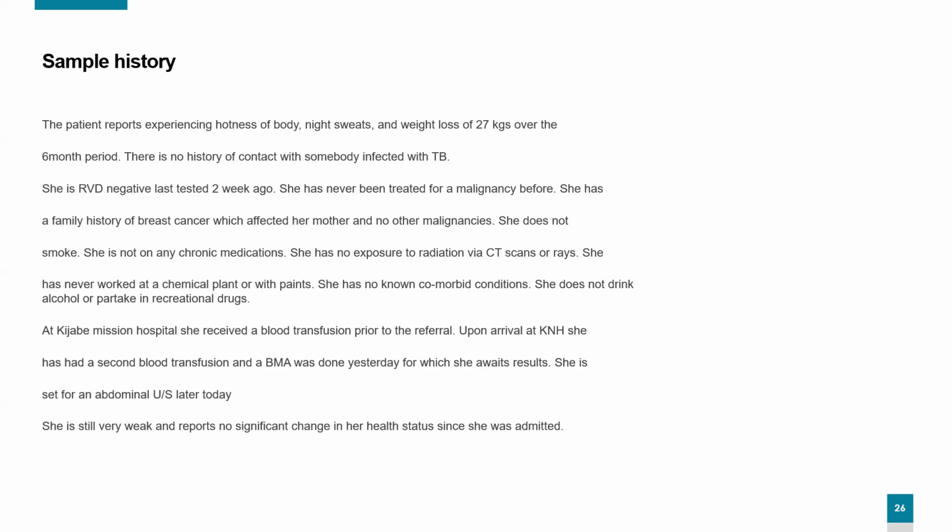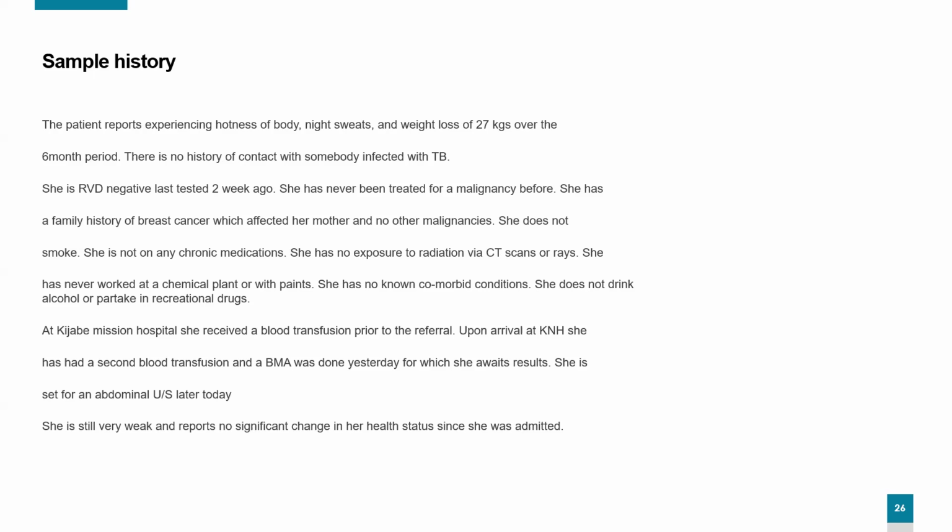At Kijabe Mission Hospital, she received a blood transfusion prior to the referral. Upon arrival at KNH, she had a second blood transfusion and an abdominal x-ray was done yesterday, for which she awaits results. She is sent for an abdominal ultrasound later in the day.